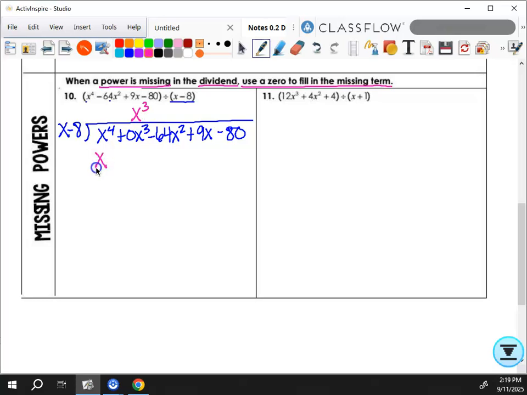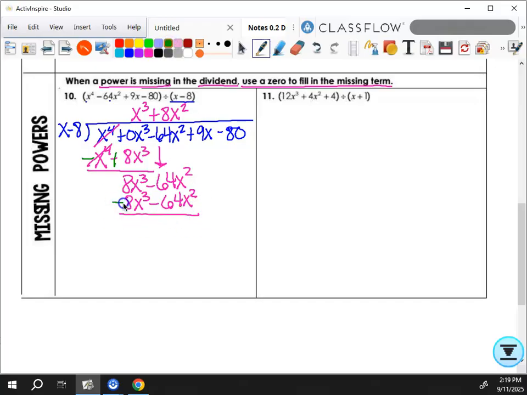Multiply it back, I get x to the 4th minus 8x cubed. I change the signs. Those 0 out. 8x cubed. Bring down the negative 64x squared. 8x cubed divided by x, 8x squared. Good. Positive 8x squared. Don't forget to put the signs on the top as well. Multiply it back. That gives me 8x cubed minus 64x squared. Then I change the signs. And those 0 out and those 0 out. Completely zeroed out, which is fine.